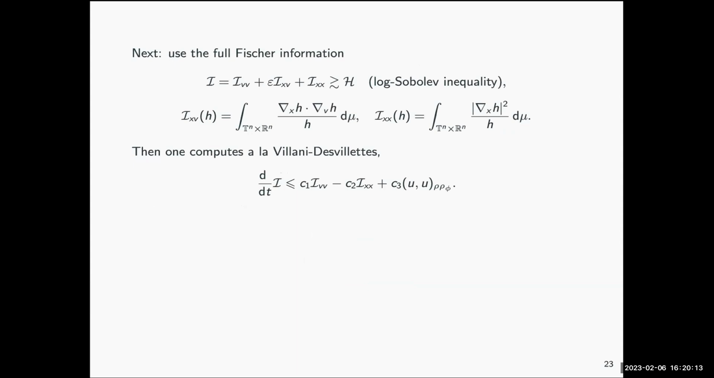And then, like I mentioned, you apply the Villani-de Villiers method. So you try to restore the coercivity of the dissipation. So you only have it in V, and you want to actually restore it in the X direction as well. The way to do it is to complement your partial Fisher information with the missing part, which is the information in the X variable. And also what's crucial is the mixed one.